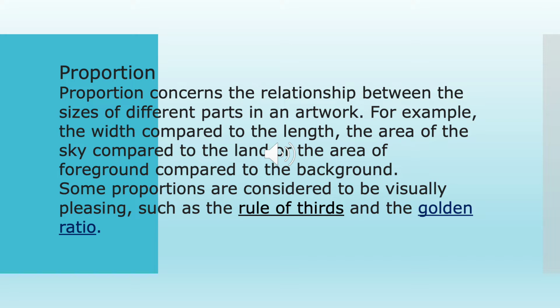Proportion. Proportion concerns the relationship between the sizes of different parts in an artwork. For example, the width compared to the length, the area of the sky compared to the land, or the area of the foreground compared to the background. Some proportions are considered to be visually pleasing, such as the rule of thirds and the golden ratio.